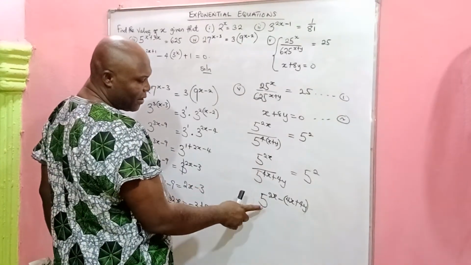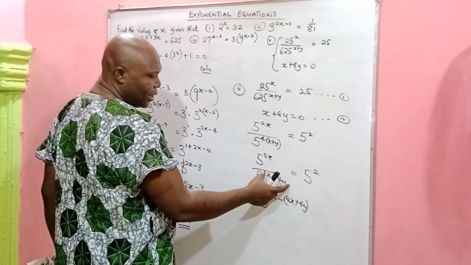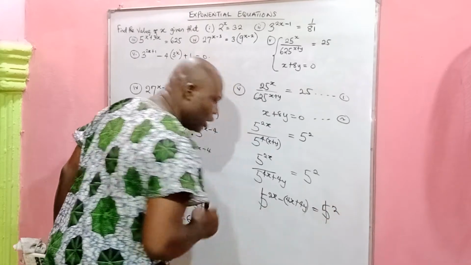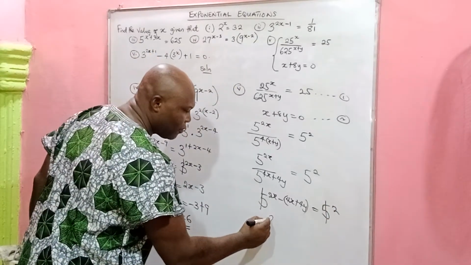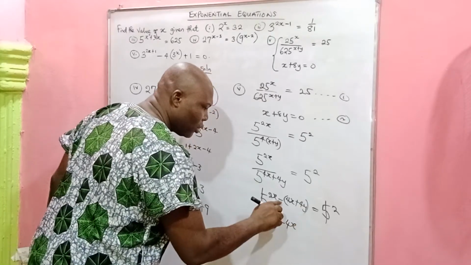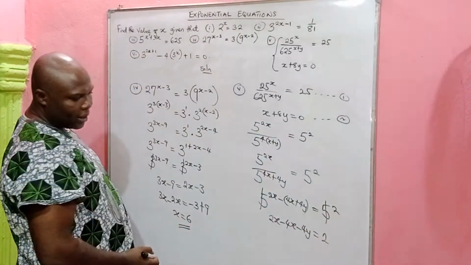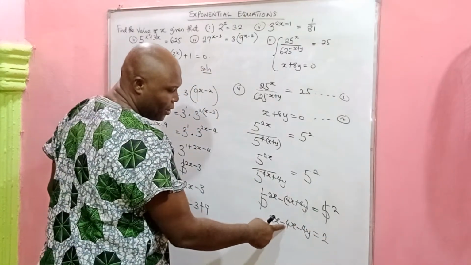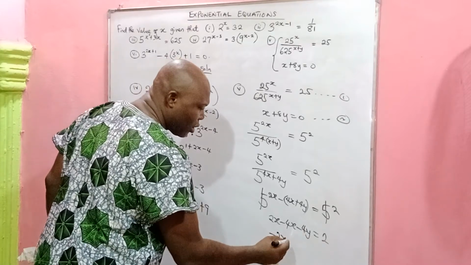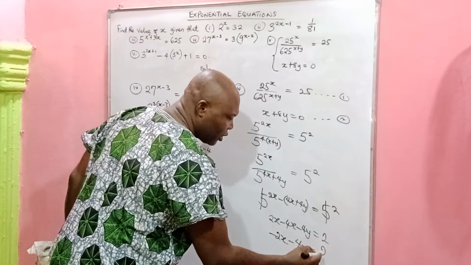So this 5 and this 5 is taken as 1. 2x is here. Division means minus, then this. So this will be equal to 5 raised to power 2. At this point, the bases cross out. So you're going to have 2x minus will affect 4x, minus will affect 4y is equals to 2. Alright, so at this point, 2x minus 4x will give us a negative 2x, here will become a negative 4y is equals to a positive 2.